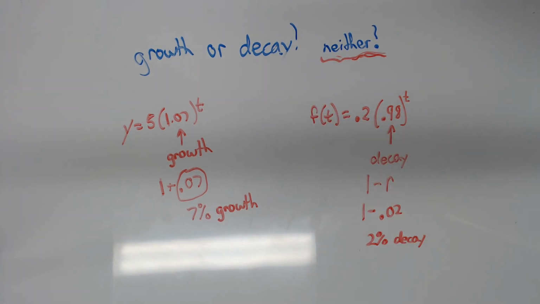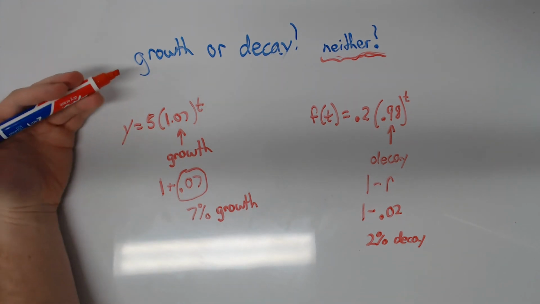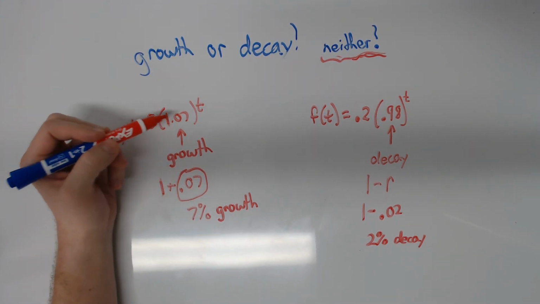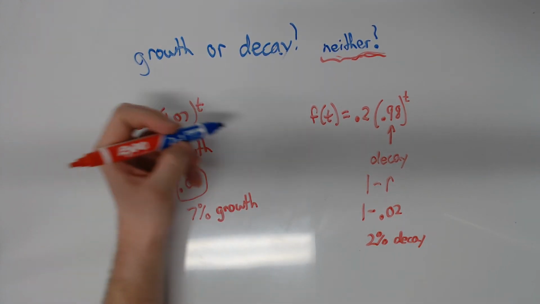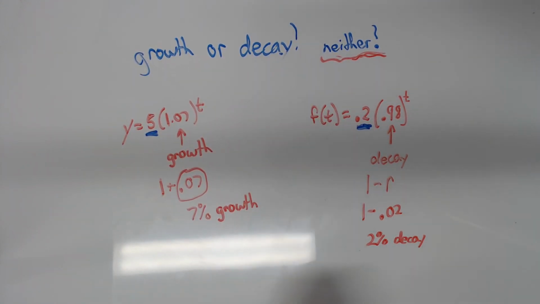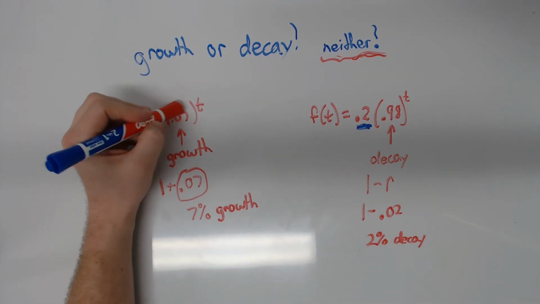So 1 is status quo, 1 is if nothing changed, growth is anything bigger, decay is anything smaller for our multiplier. The number in front doesn't matter. That doesn't determine if we're growing. That's how much we started with. What determines if we're growing is what we're multiplying by repeatedly.